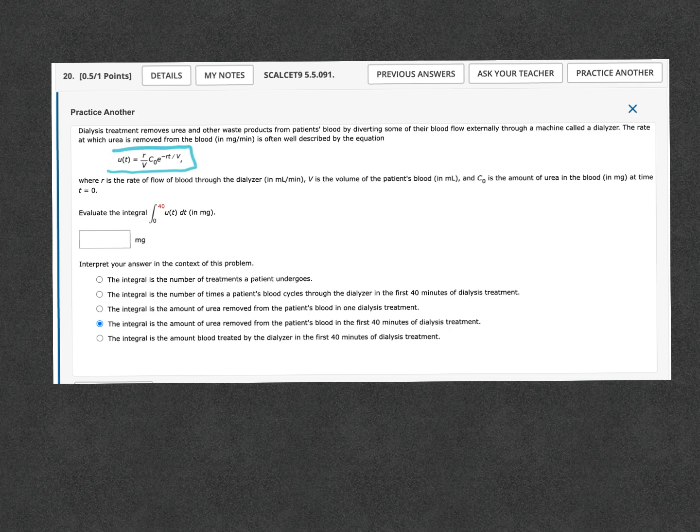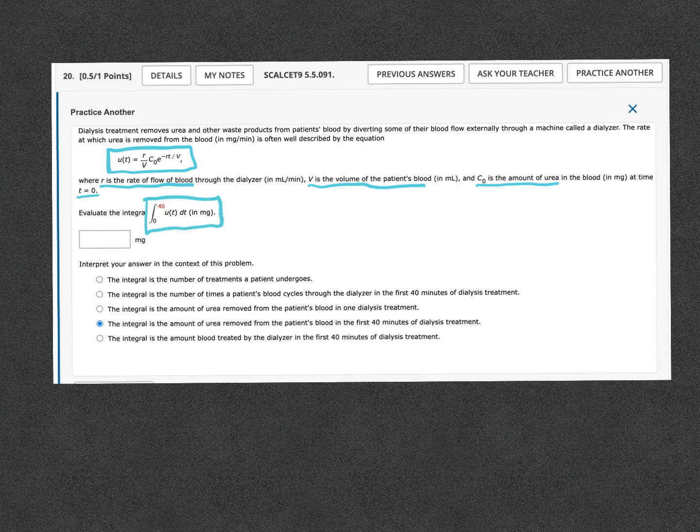right here, where R is the rate of flow of the blood through the dialyzer in milliliters per minute, V is the volume of the blood in milliliters, and C sub 0 is the amount of urea in the blood at the time t equals 0. So you're asked to evaluate the integral.